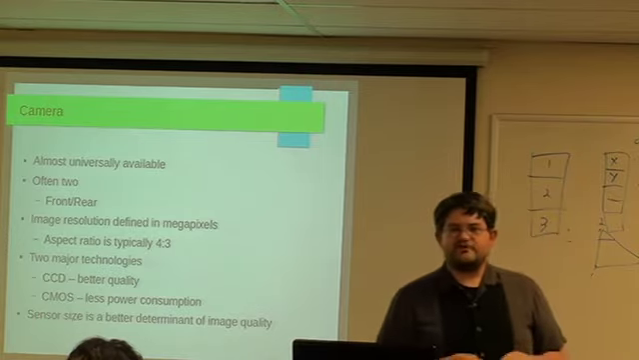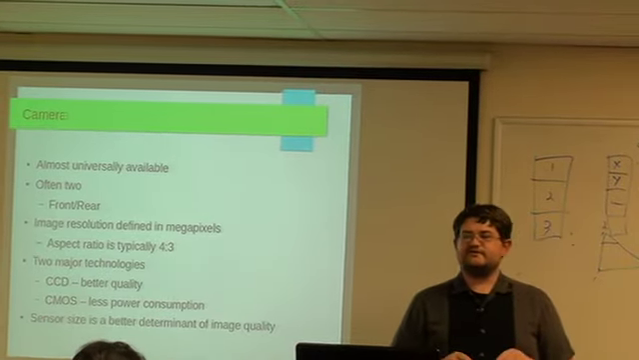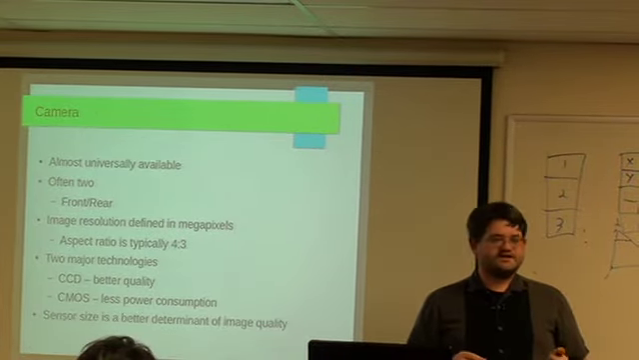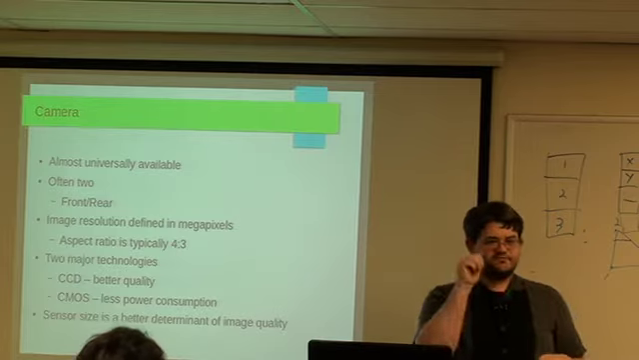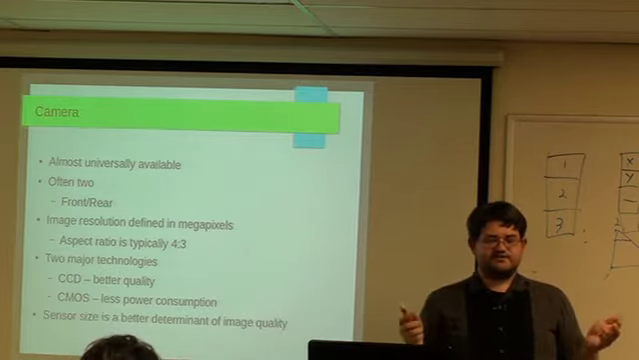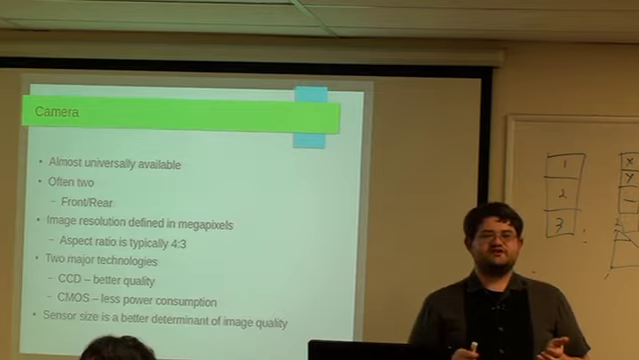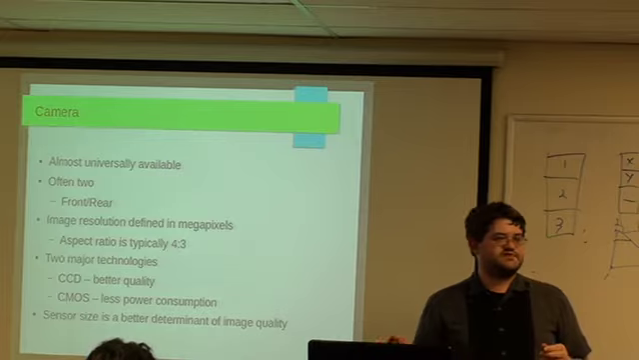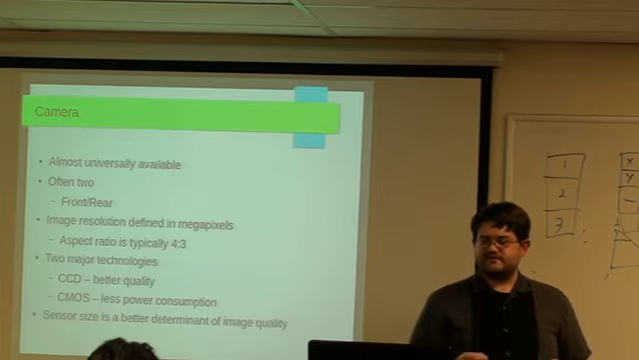Camera. Almost every single smartphone, in fact I'm not aware of one that doesn't, has a camera of some sort. A lot of times you'll have more than one, one pointing front and one pointing back. The image resolution is typically described in megapixels. They don't usually tell you the actual resolution when you buy a device, but often the aspect ratio is about 4:3. That's just a common standard, not guaranteed by any stretch of the imagination.